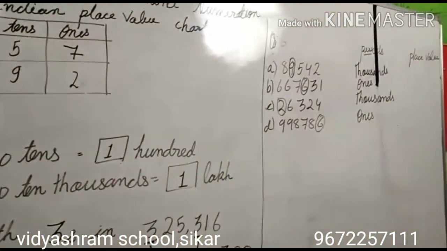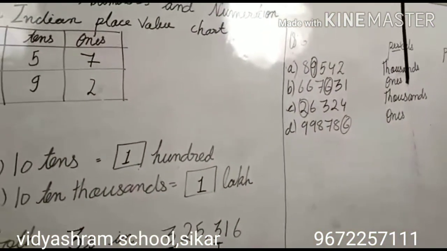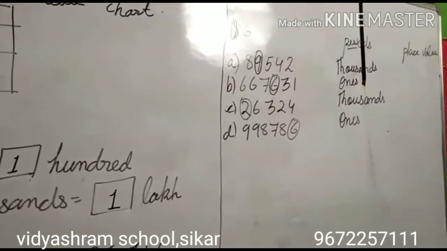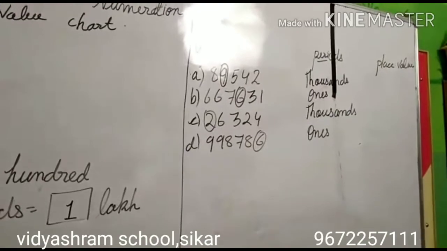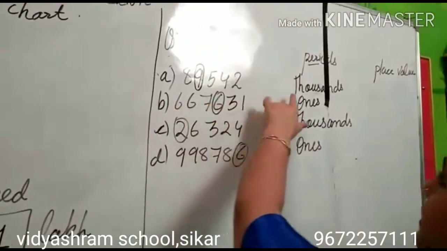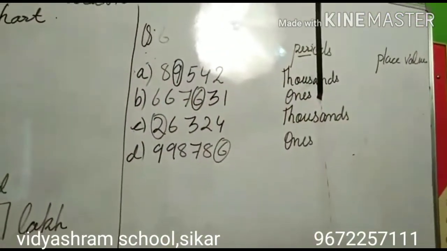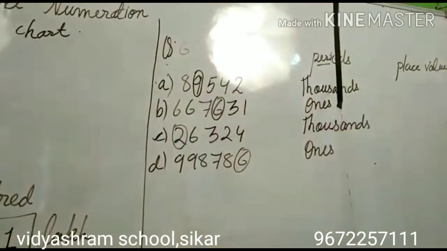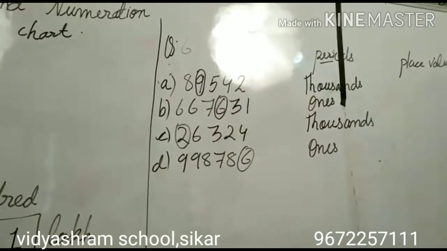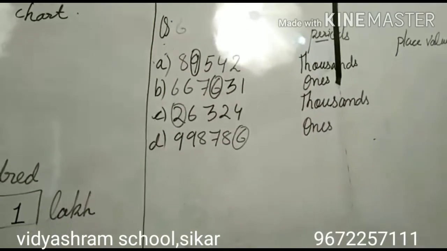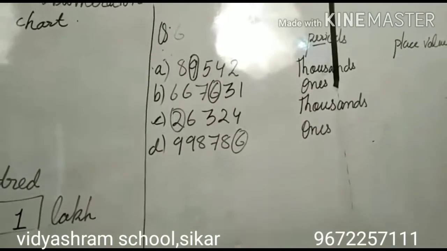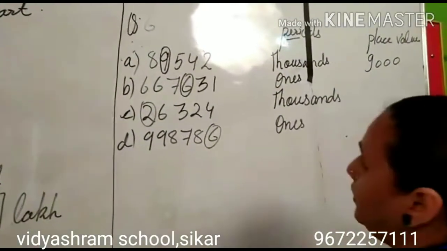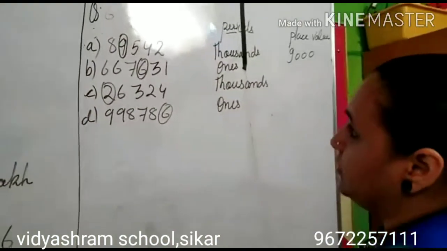And the next one I will do for you. The next two you have to do in your notebook. I am going to solve it. Now see here, 9 is at the place of thousands. The period of 9 is thousands and what is the place value of 9? The place value of 9 in that is 9000.